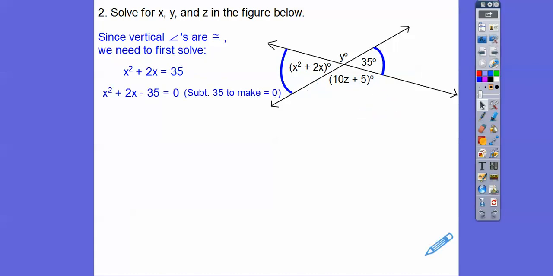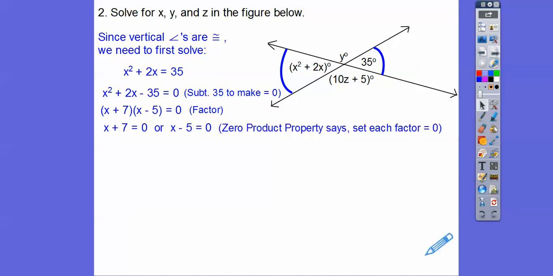So then we factor this. We need two numbers that multiply to get negative 35 and add to 2. Those are 7 times negative 5. Once we get it factored, we can use what's called the zero product property. Set this factor equal to 0, set this factor equal to 0. So we get x plus 7 equals 0, then minus 7, and x minus 5 equals 0, plus 5 on both sides. So when we do that, we get x equals negative 7 or 5.